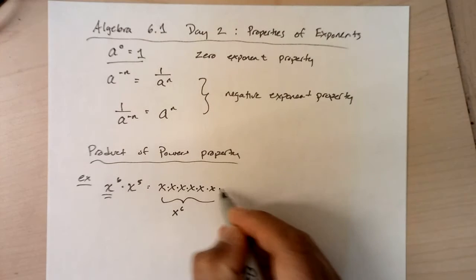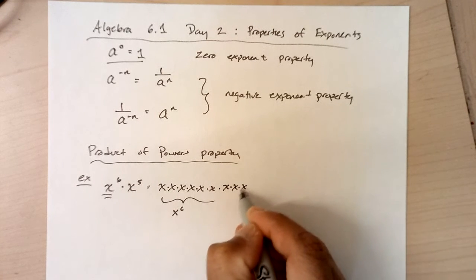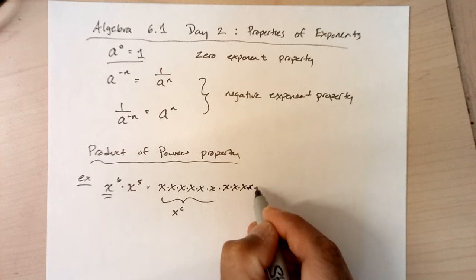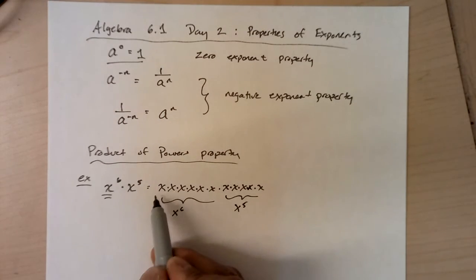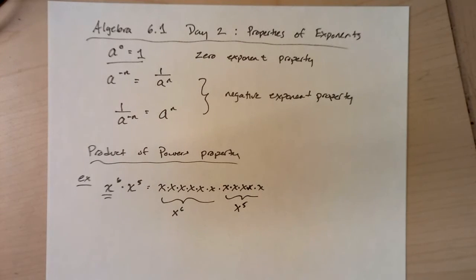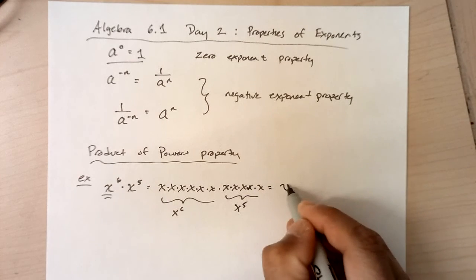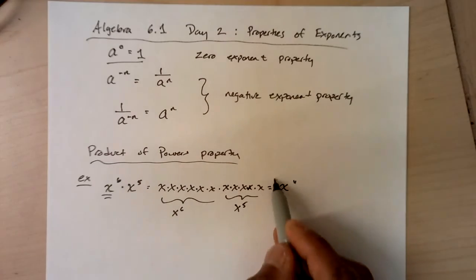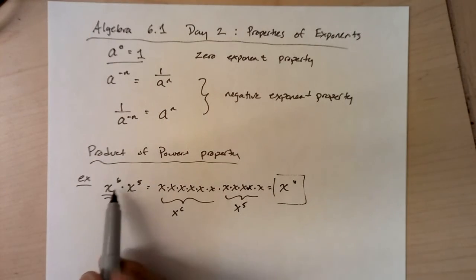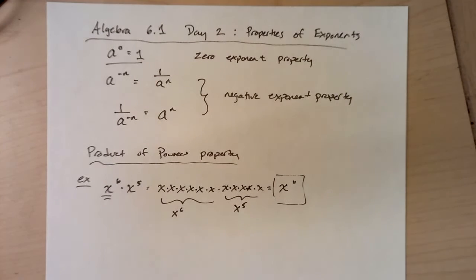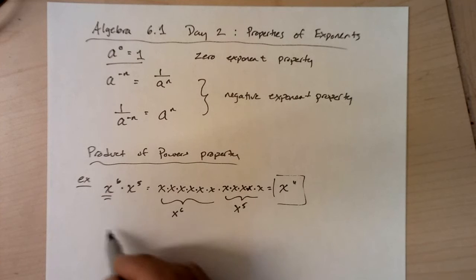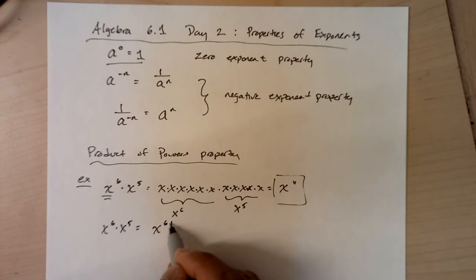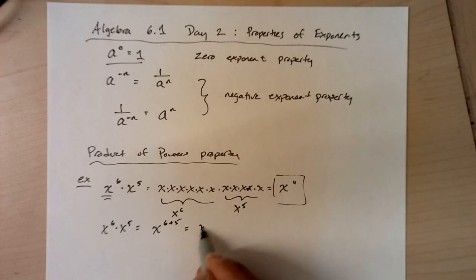And then times x to the 5th. So x times x times x times x times x. Right here, this is x to the 5th. If I count up all the x's, there should be 11 total x's. So this would be the same as x to the 11th. And then you can figure out exactly what the rule is. Instead of writing everything out in expanded form every single time, x to the 6th times x to the 5th is the same as x to the 6 plus 5. So we can add the exponents there, x to the 11th.